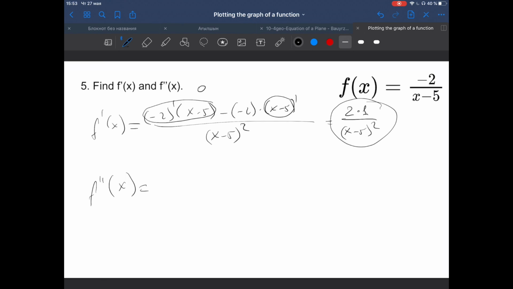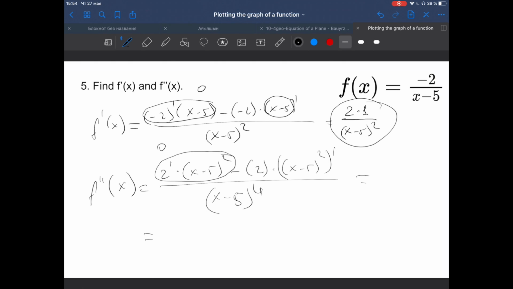Here, we use quotient rule again. 2 prime multiplied by x minus 5 squared minus 2 multiplied by x minus 5 square prime divided by x minus 5 to the 4 power, yes? Okay, then this expression will be 0 because the derivative of the constant number will be 0.